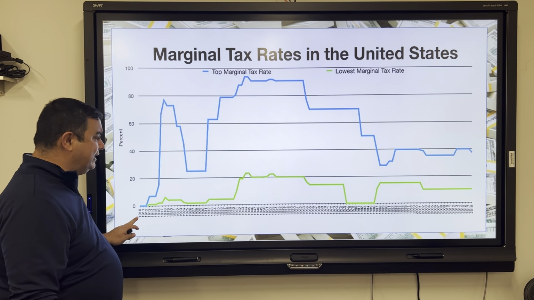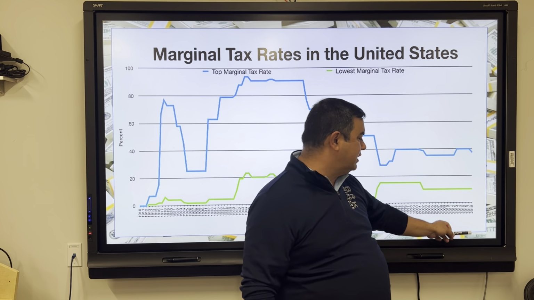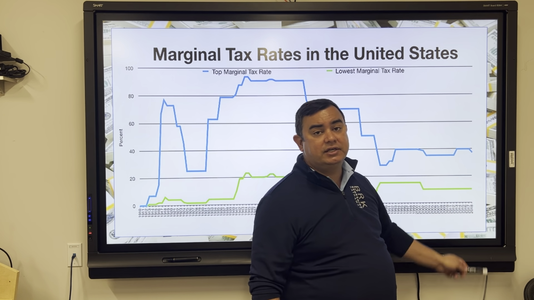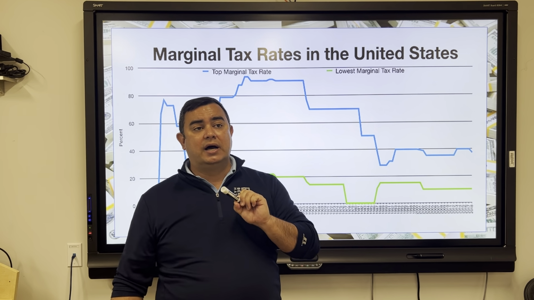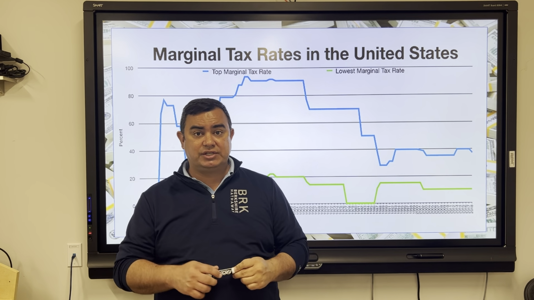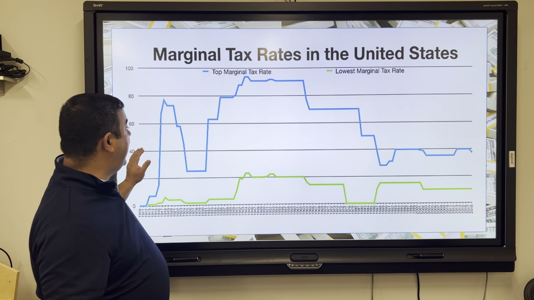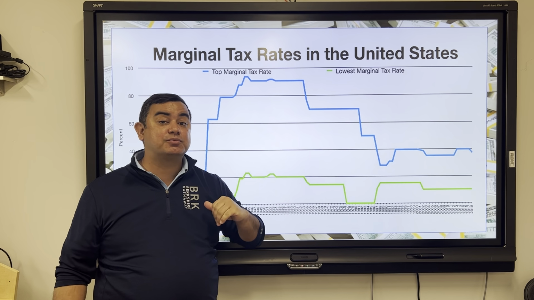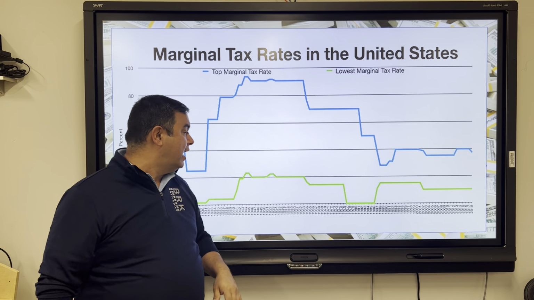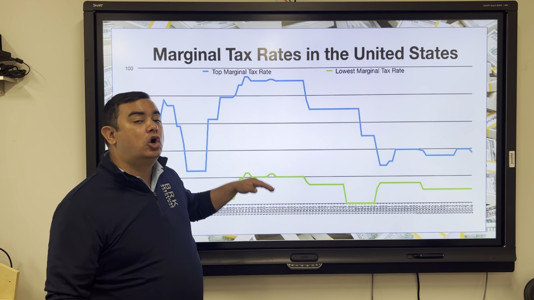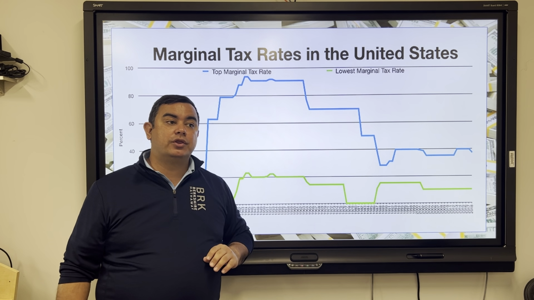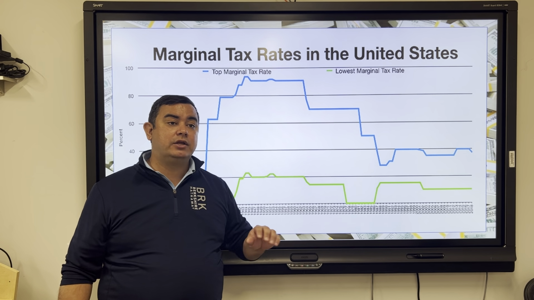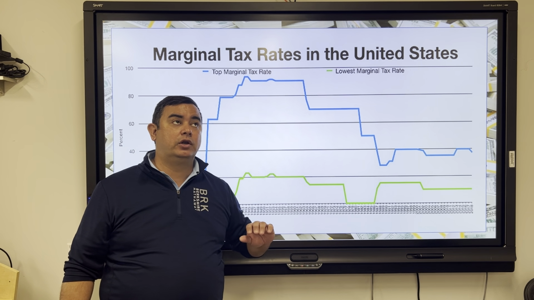It starts back in 1910, and my chart ends in 2018. But this is after 2017, 2018, which is when our most recent tax law passed to change those tax brackets. The blue line up top is the highest tax bracket for the highest earners, and the green is the lowest marginal tax rate, either for the lowest earners or for the money you owe at the lowest level.